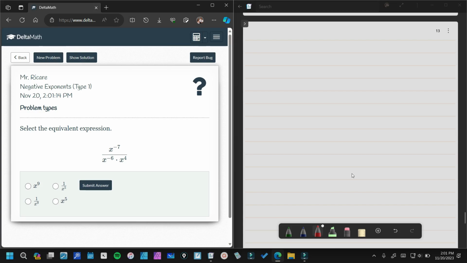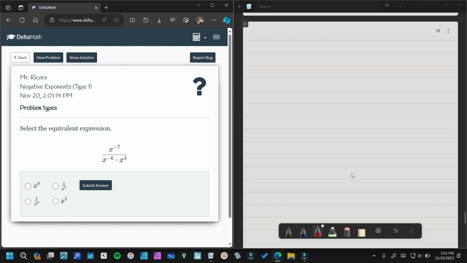Hi everyone. For today, I will teach you how to deal with exponents that are negative. So this is one of the things you need to remember in algebra. If the exponent is negative, we can actually make that exponent positive.